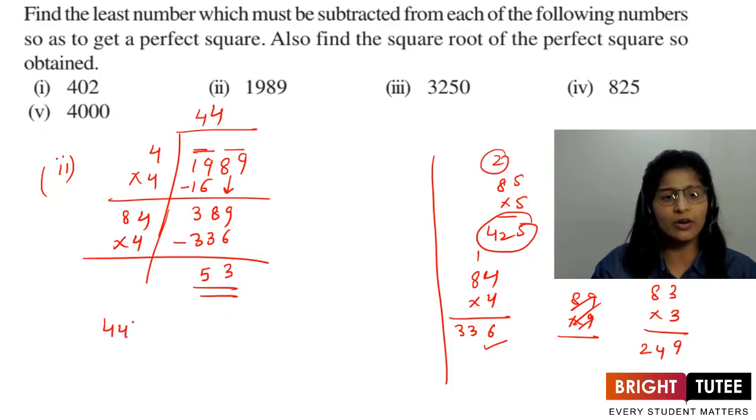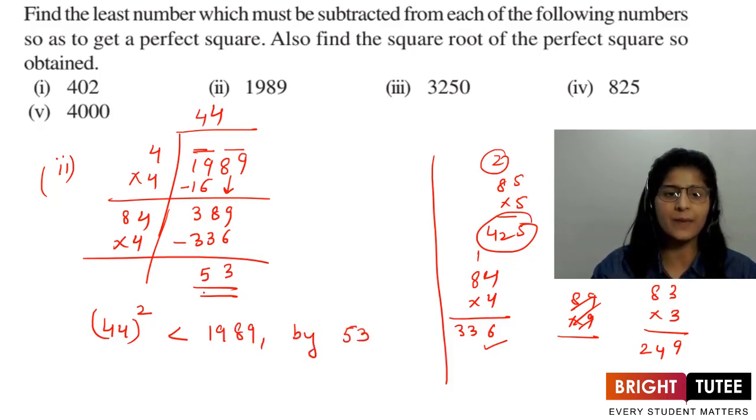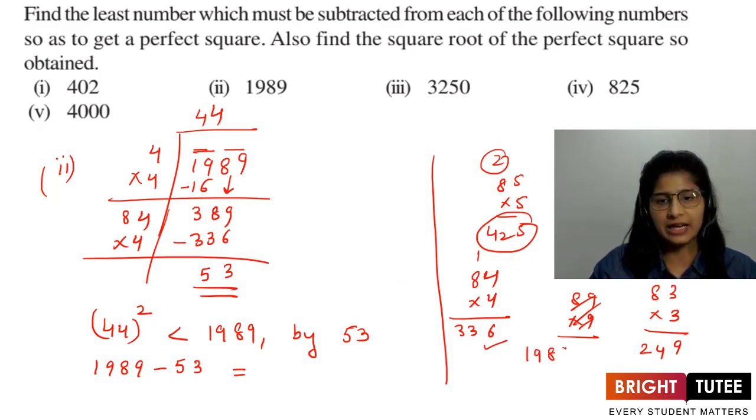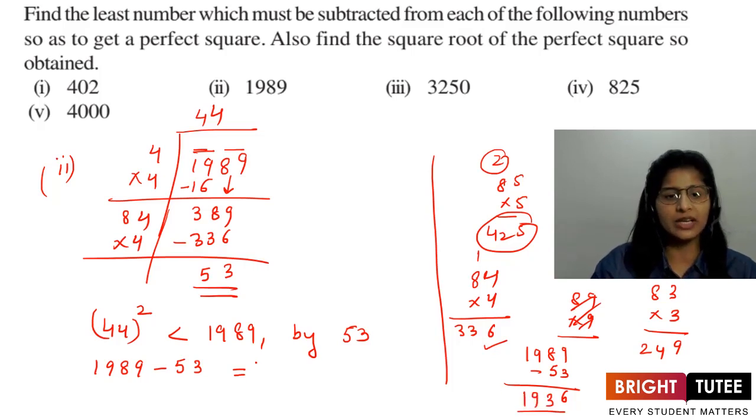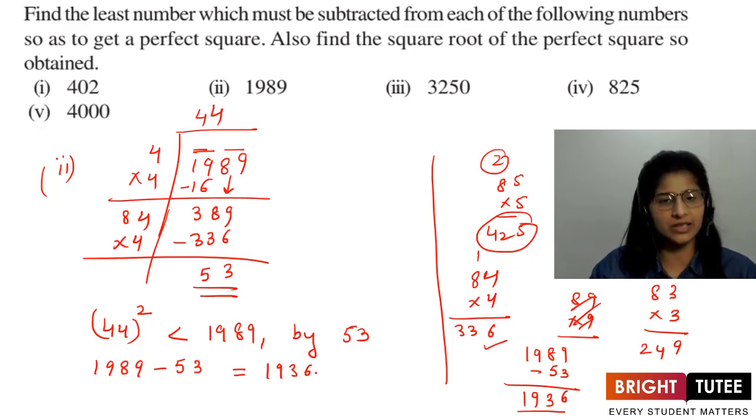That means the square of 44 is less than 1989 by how much? By 53. That means this 53 is extra. We will subtract 53 from 1989. 9 minus 3 is 6. Correct? Then we have 8 minus 5, that is 3, and 9 1. So we get 1936. So the perfect square number is 1936 and the square root of 1936 is 44.